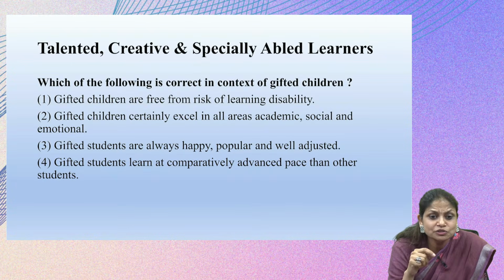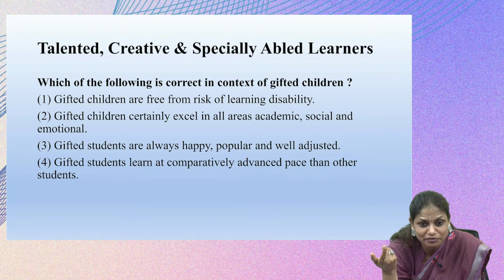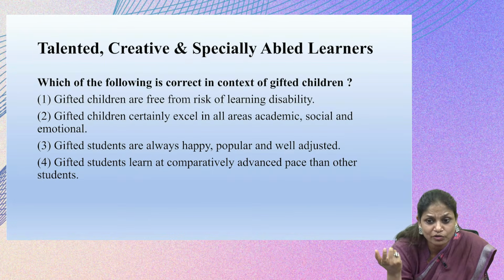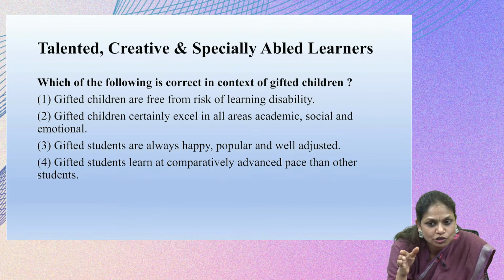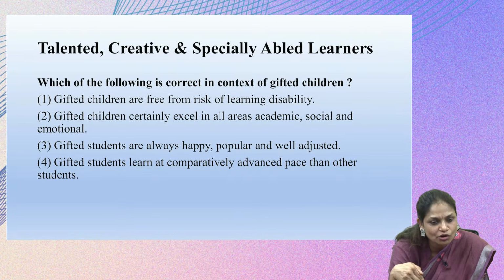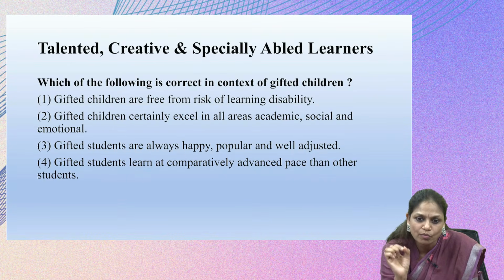Then, gifted students are always happy, popular and well adjusted. We also know we cannot say that gifted children are always happy if they are high achievers or good with academics. Not always. Popular may not, and well adjusted may not, because these are the children who majorly find a lot of issues in terms of adjustment also. So maybe we can remove this because we are not sure about it.